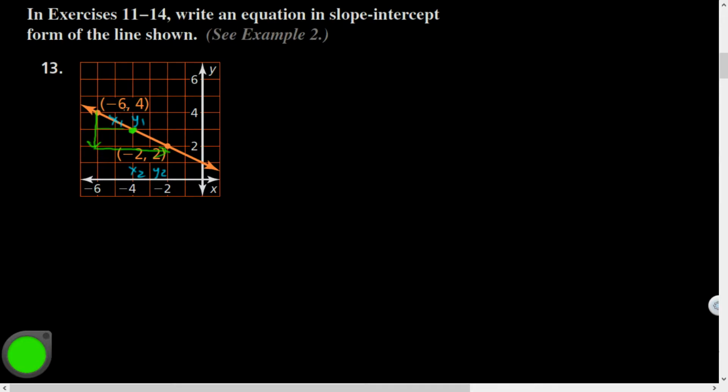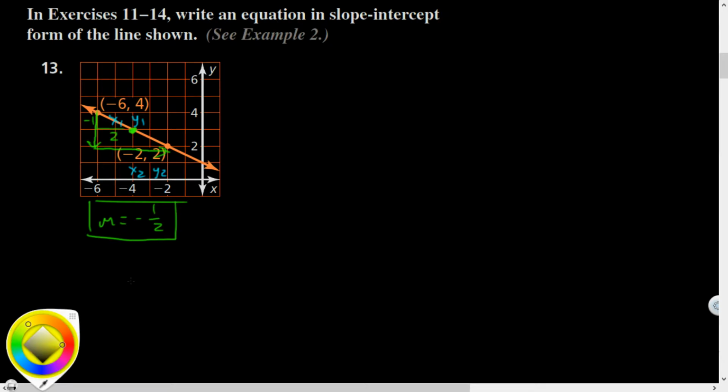Down 1 over 2 maybe would have been better. Down 1 over 2. So it looks like, and let me just verify my scale. Yeah, those are counting by 1s. So the slope appears to be negative 1 over 2. And then I can use either of those points to write point-slope form. So let me show you. So let's use the first one. It looks, actually the second one's got smaller numbers.